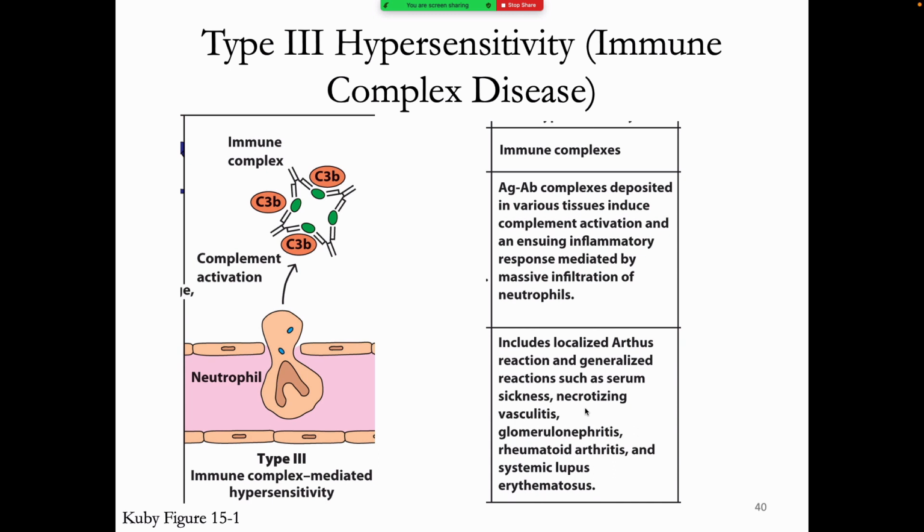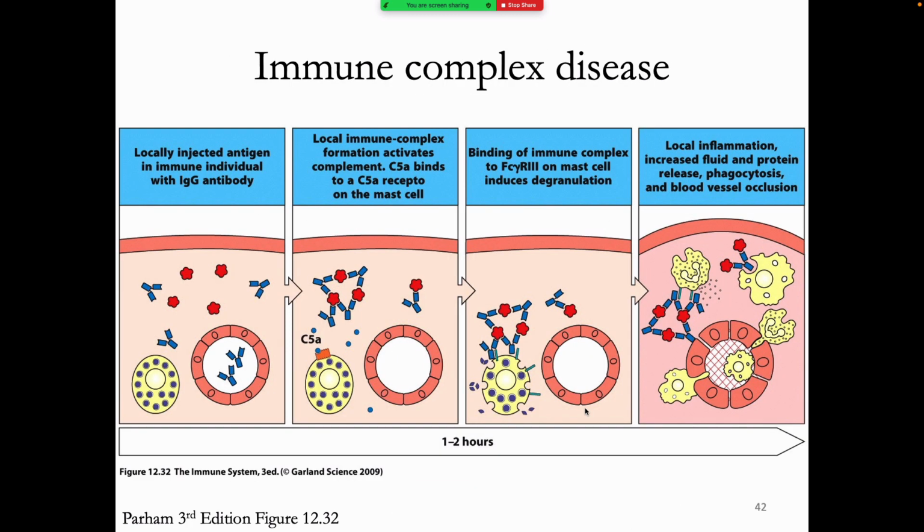And so we can end up with things like Arthus reactions, which are skin, and I'll show you an example of that. We can end up with vasculitis. We can end up with glomerulonephritis, which is a kidney disease. We can end up with arthritis when we're getting deposits in the joint. And so wherever those immune complexes are depositing, they can cause both inflammation and also obstruction, which is not good. So none of these immune complex diseases sound particularly great. We don't want them.